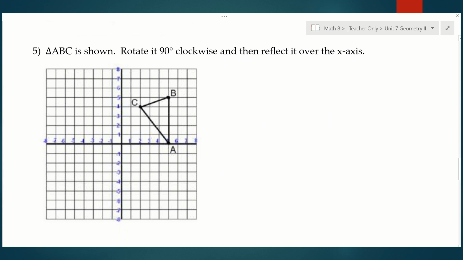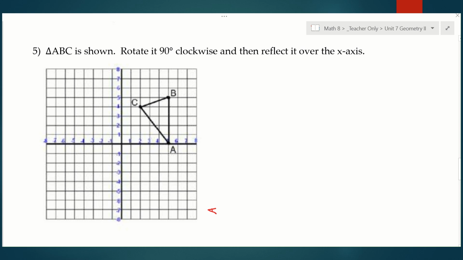Okay, number 5. Triangle ABC is shown. Rotate it 90 degrees clockwise and then reflect it over the x-axis. Okay, so we haven't done a rotation yet today. So remember, clockwise means we are turning our paper to the right, and if we are going 90 degrees, that means 1 turn. So we are going to take our paper, I'm actually going to do this right with you. We're going to turn, let's see, once to the right. And we are going to write down what our new coordinates are as we see them.